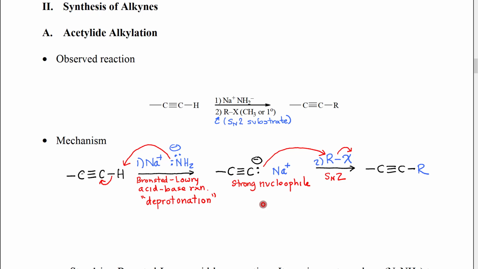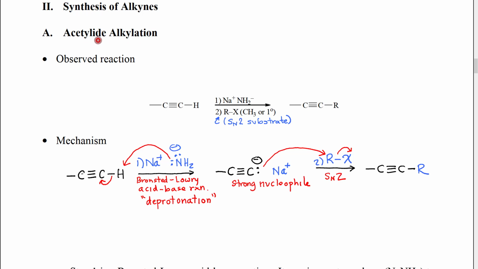We're now going to look at how we can make alkynes. We call making particular substances the synthesis. So this is going to be a section discussing the synthesis of alkynes. The first reaction we're going to look at is called acetylide alkylation.